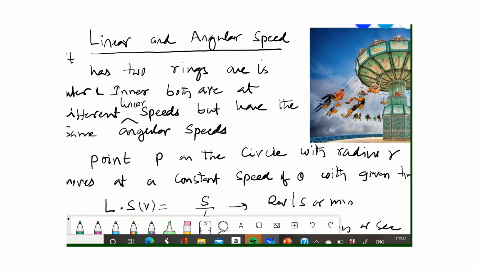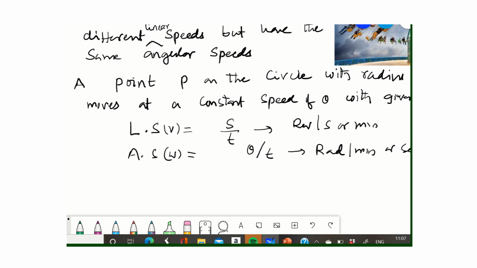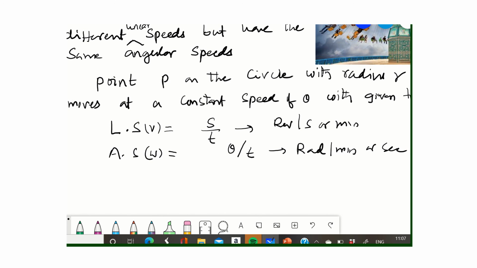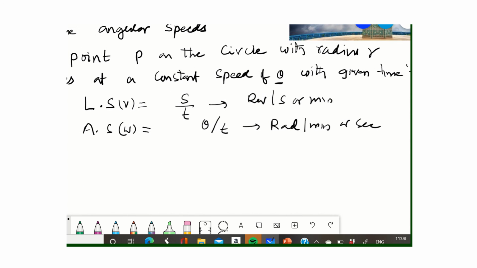To define linear speed and angular speed, here I am giving, you can see here, a point P on the circle with radius r moves at a constant speed, where the angle of variation is given by theta, with a given time t. Then the linear speed v is equal to s by t, length of the arc divided by time. So units are revolutions per second or minute.